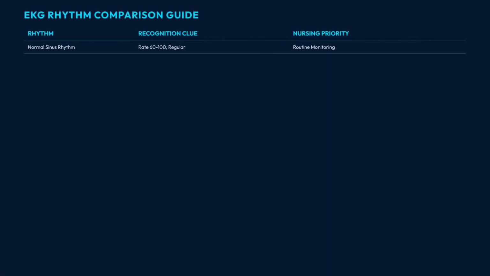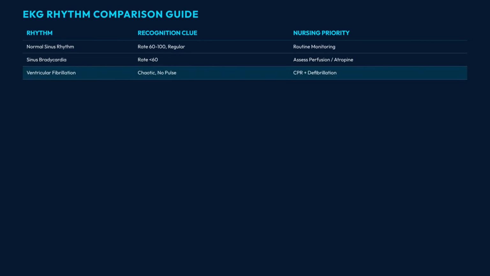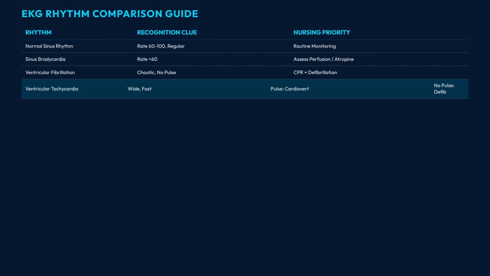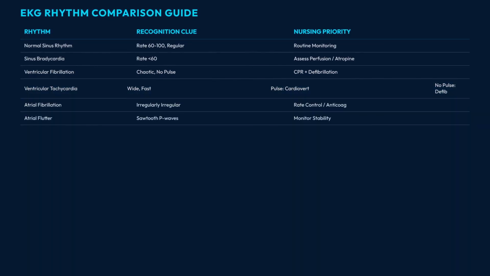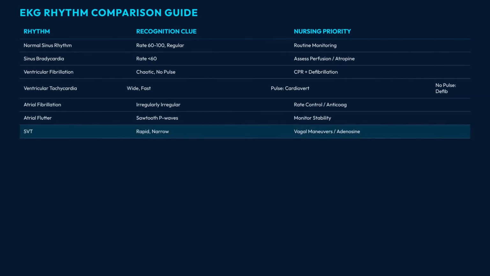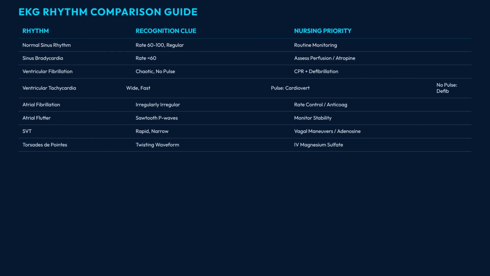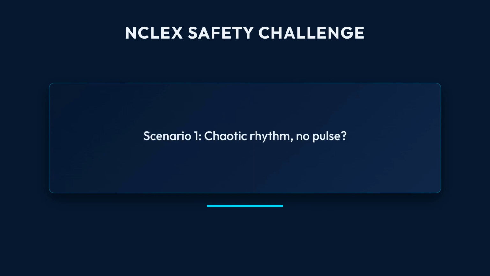Let's review. From normal sinus to asystole, your recognition and intervention must be rapid. Remember, VF and pulseless VT are shockable. Asystole and PEA are not. For stable rhythms, use medications or maneuvers. For unstable rhythms with a pulse, synchronize the shock. For no pulse, defibrillate. Finally, let's test your knowledge.